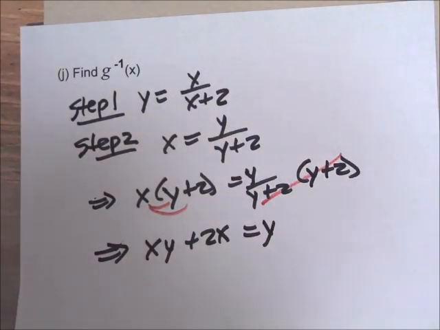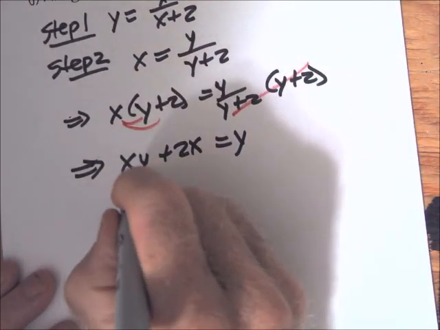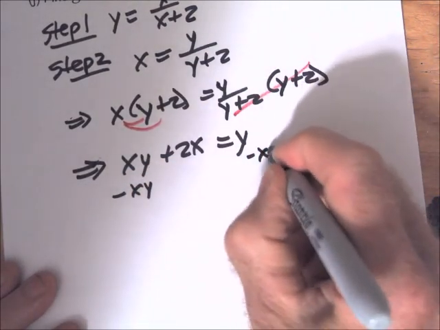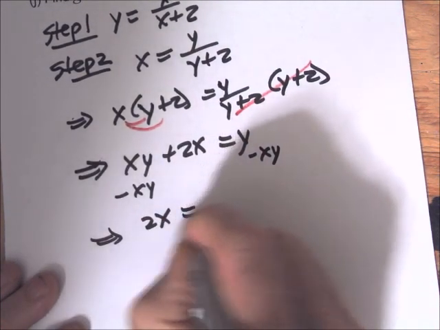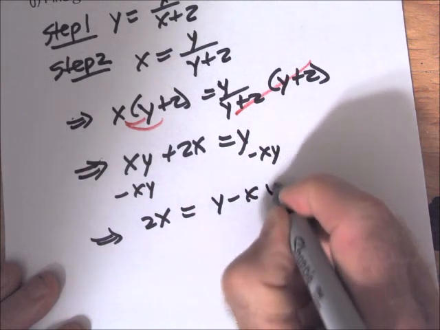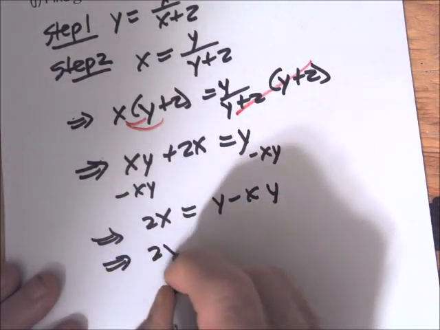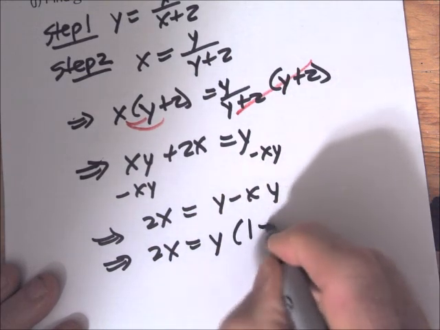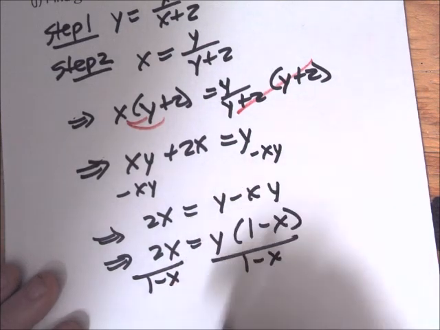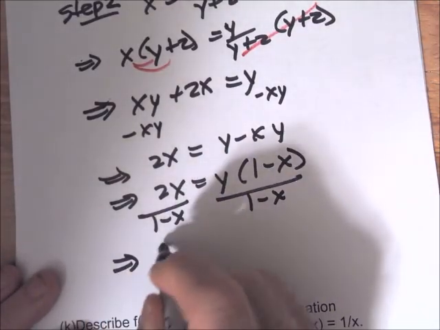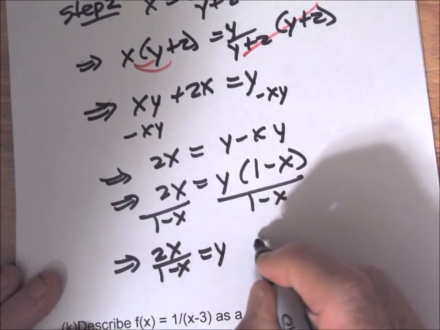We want y's to be on one side of the equation, so we can subtract xy from both sides to get y only on one side. I have 2x is equal to y minus xy. And then we have a common factor of y. 2x equals y times the quantity 1 minus x. Divide both sides by 1 minus x. And we have 2x over 1 minus x is equal to y.